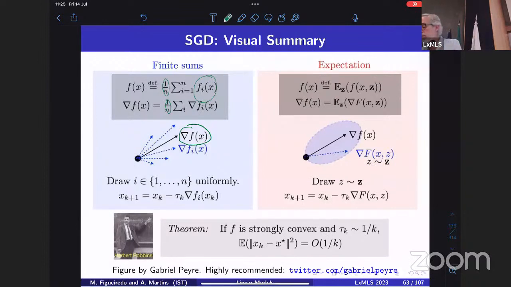On the right side, if instead of just a finite sum you have a probability distribution, then the gradient that you want to descend is the expected value of gradients, and you're just sampling. But we're on the left side, the finite sum case. There's a theorem, and this algorithm is actually called the Robbins-Monro algorithm, from 59, I think, or 58. It shows that if F is strongly convex, then you converge to the minimum at a rate of 1 over k. So the square of the norm of the difference between the minimum and your iterates goes down as 1 over k. It goes down sublinearly. You have the slide, so you can follow Gabriel later on.